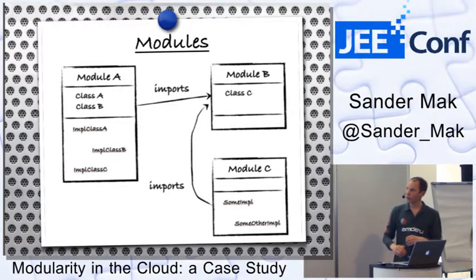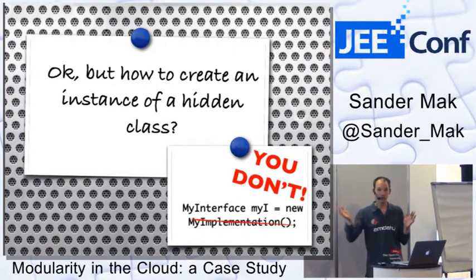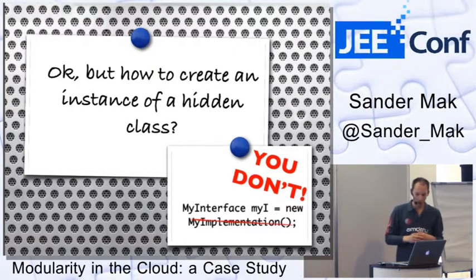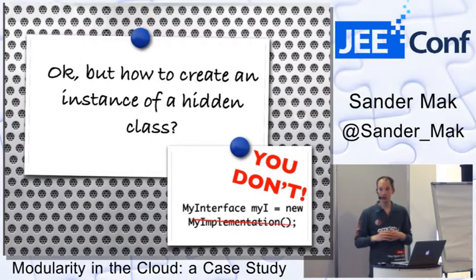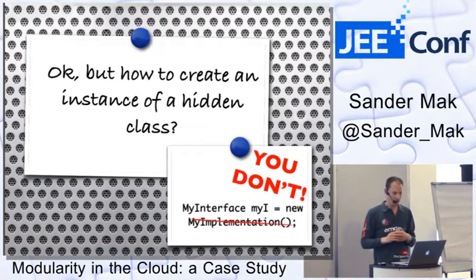Now you might be thinking, okay, that's all very nice, but if I expose an interface through an export in an OSGi bundle and the implementation is hidden, and I want to use some instantiation of this interface in a different bundle, which does not have access to my implementation because it's hidden, how do I do that? How do I create an instance? Well, the answer to that is quite simple. You don't. You cannot do a new of my implementation class. So there has to be another way to work around this.